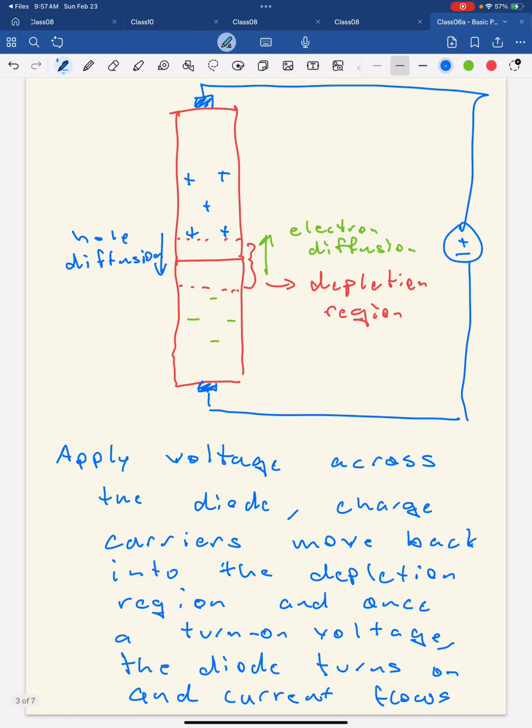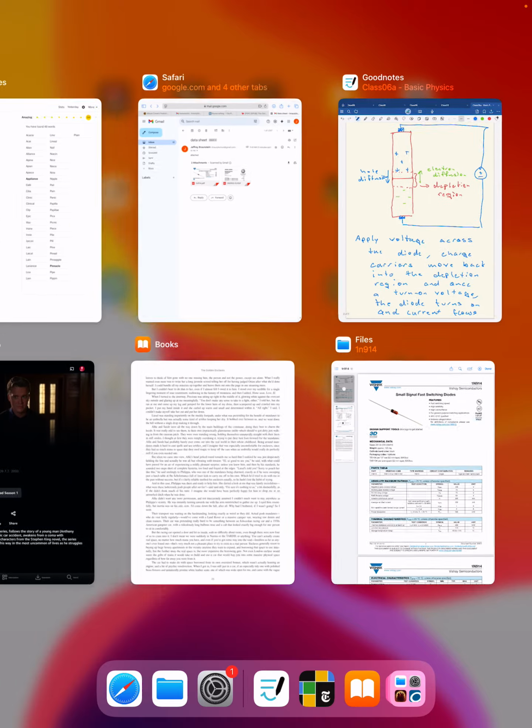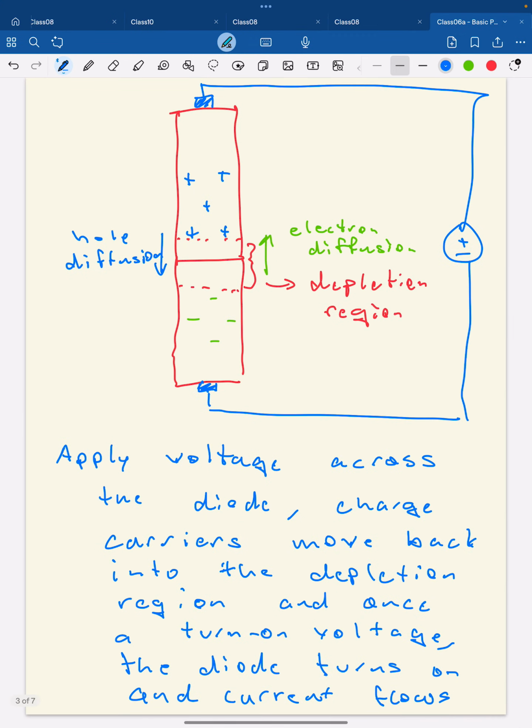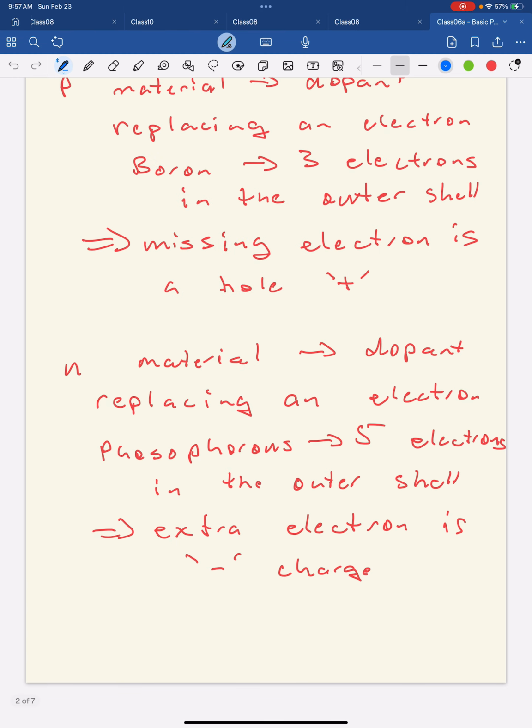I don't know why my little button here is not working. Cliff Notes or Good Notes is crashing out on me. Every now and then it does that. So let's restart it. There we go.